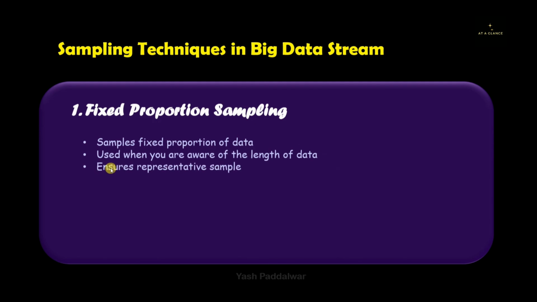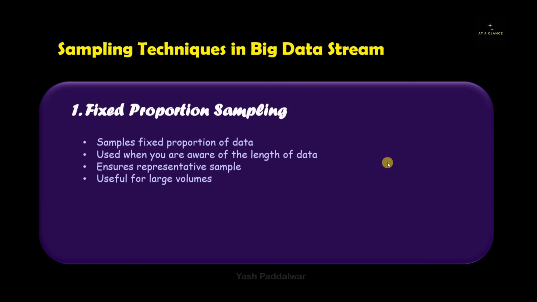Now, one advantage of this sampling technique is that it mostly ensures a representative sample. That means a sample that can retain almost all the characteristics of the entire data stream. So whenever you are using fixed proportion sampling, there are high chances that the sample you create will be a representative sample, which will represent a large volume of data. Now we can use this fixed proportion sampling when the data is very large, provided that you have high computational capacity as well as resources.